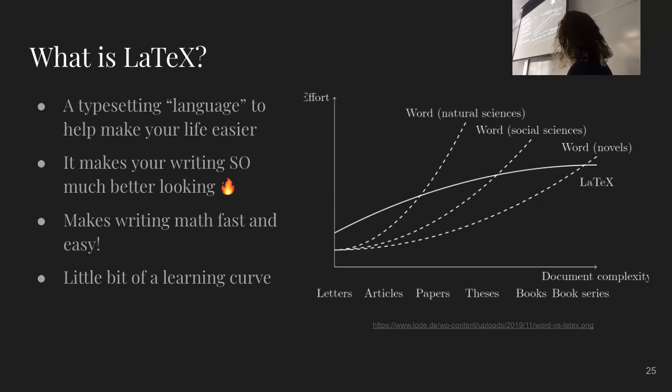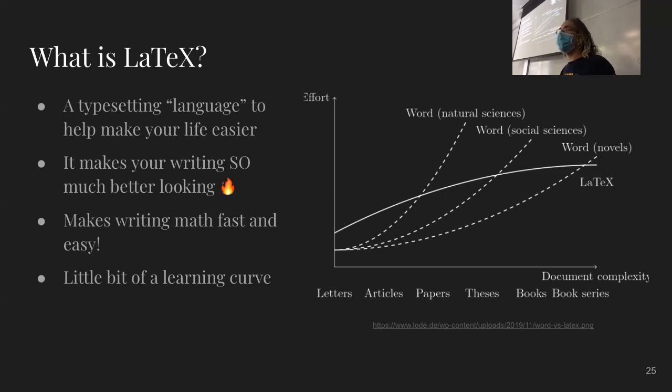It makes your writing so much better looking, in my opinion. It looks really nice, especially when you have to write equations. It's kind of the reason why scientists use LaTeX religiously. It's much better than Word. Yeah, it makes writing fast and easy. There's a little bit of a learning curve, but once you get it, it's pretty nice. I included this plot that I found. It's not really scientific by any means, but it's a good heuristic idea of how LaTeX is compared to Word, for example.